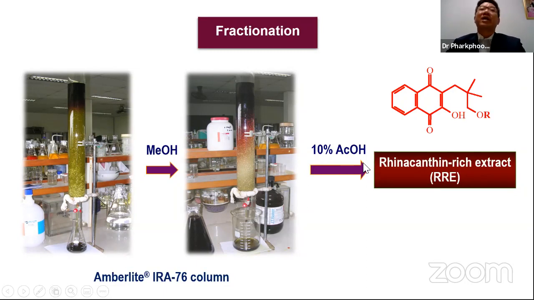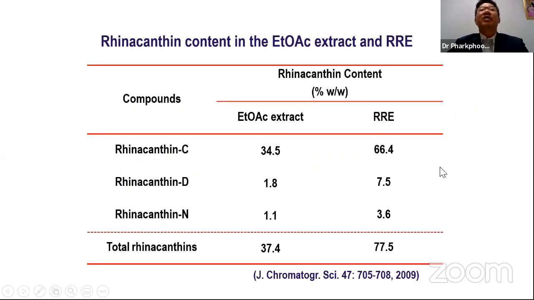After that, we use a stronger anion solvent, for example, 10% acetic acid in methanol, for elution of our compound. The yellow color will be eluted. And after we concentrate with rotary evaporation, then we get linacantin rich extract. And based on HPLC analysis, compared with the ethyl acetate extract, linacantin rich extract contains almost double the content of linacantin, from 37 we increased to 77. So from this method, we successfully prepared linacantin rich extract that can increase the content of linacantin from 37 to 77.